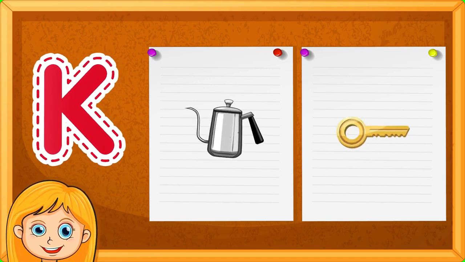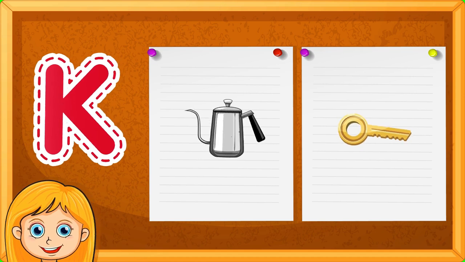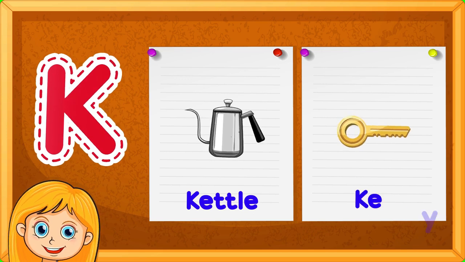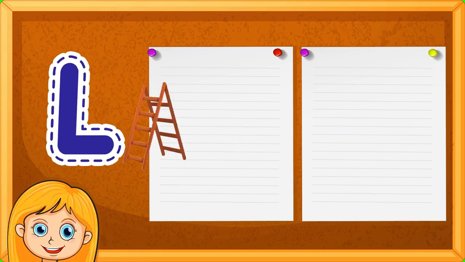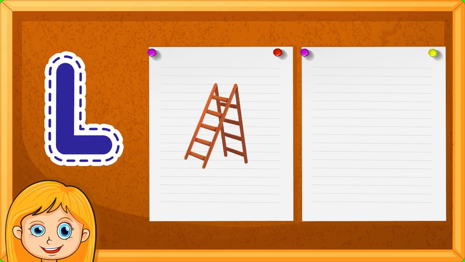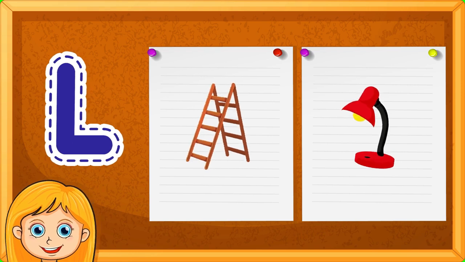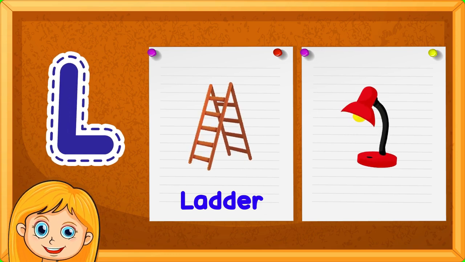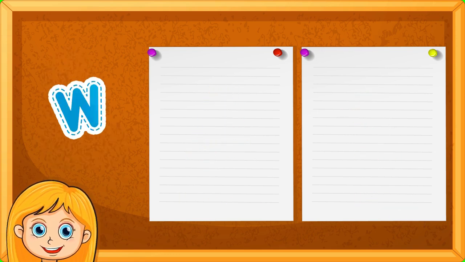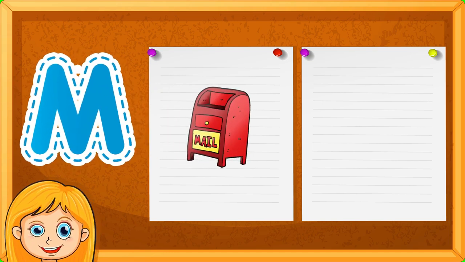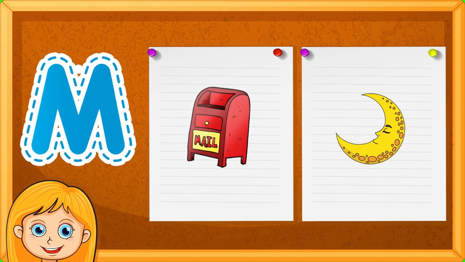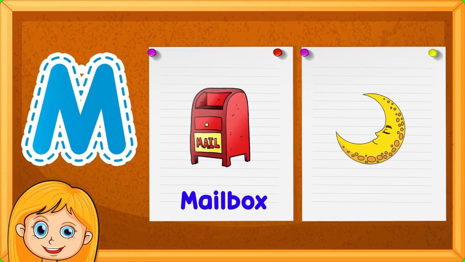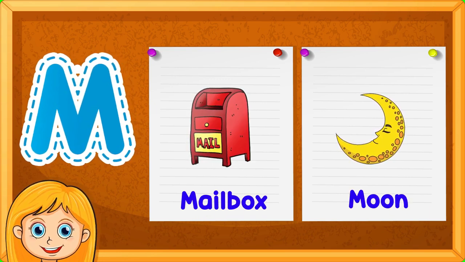K is for key. L is for ladder. L is for lamp. M is for mailbox. M is for moon.